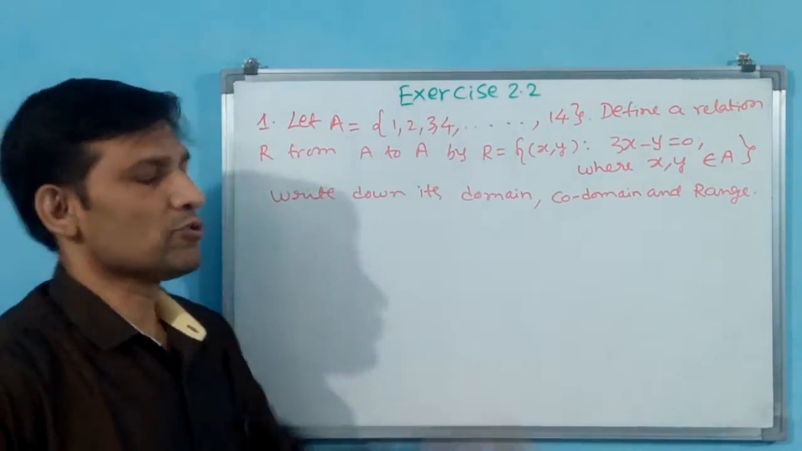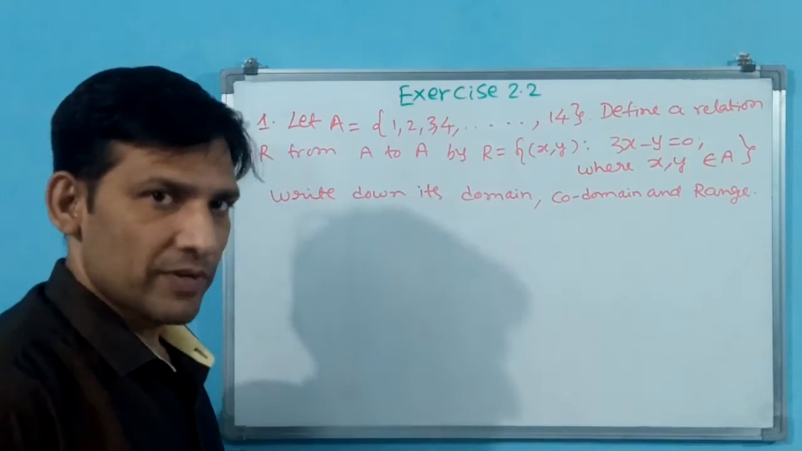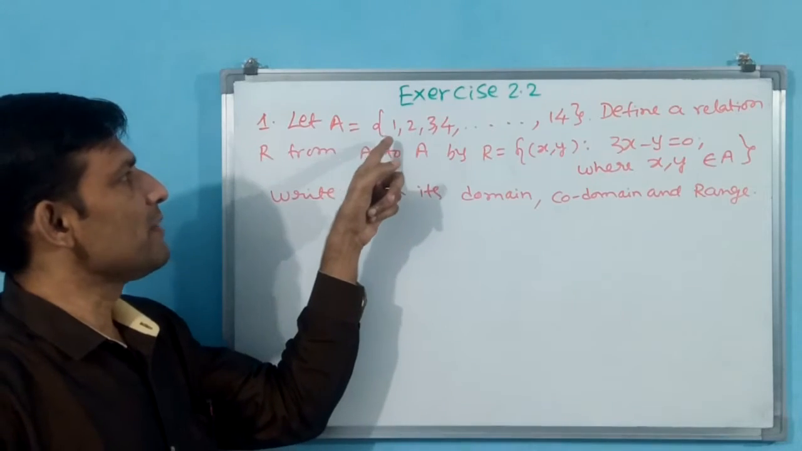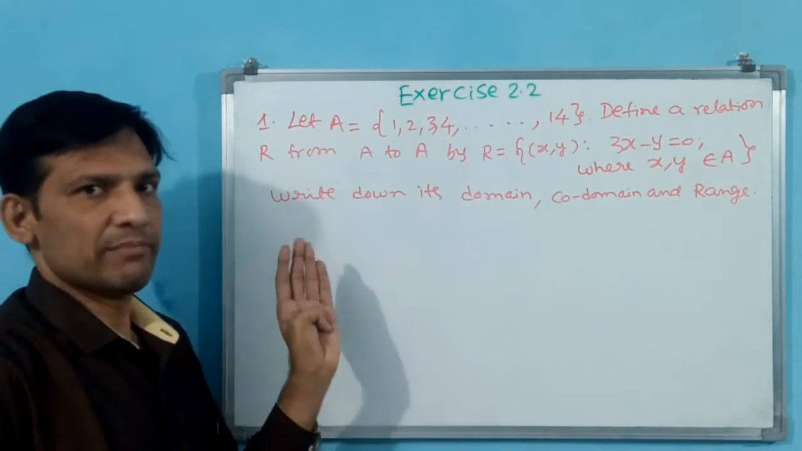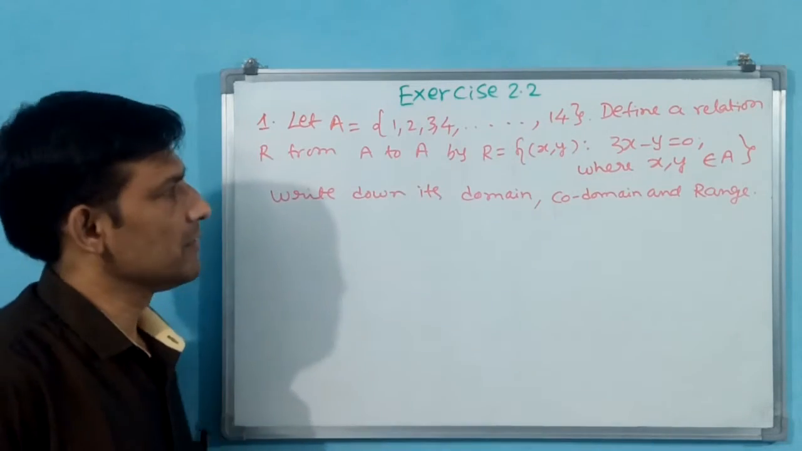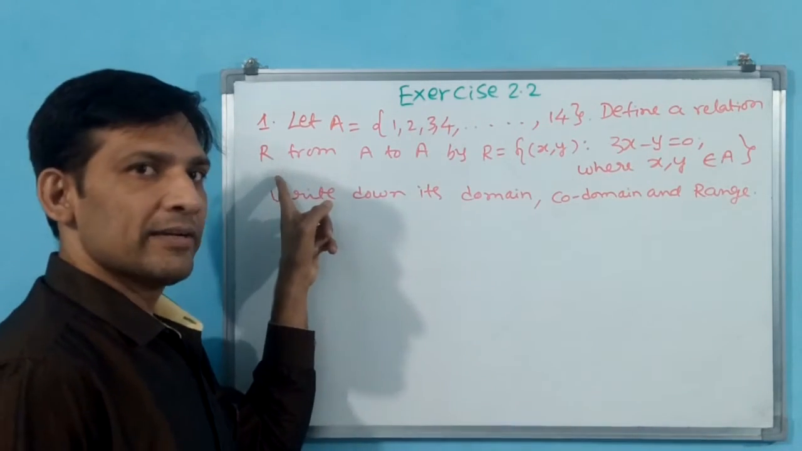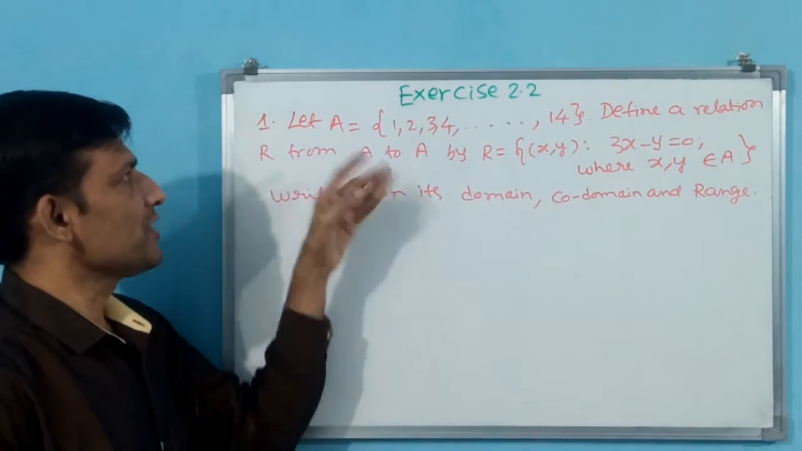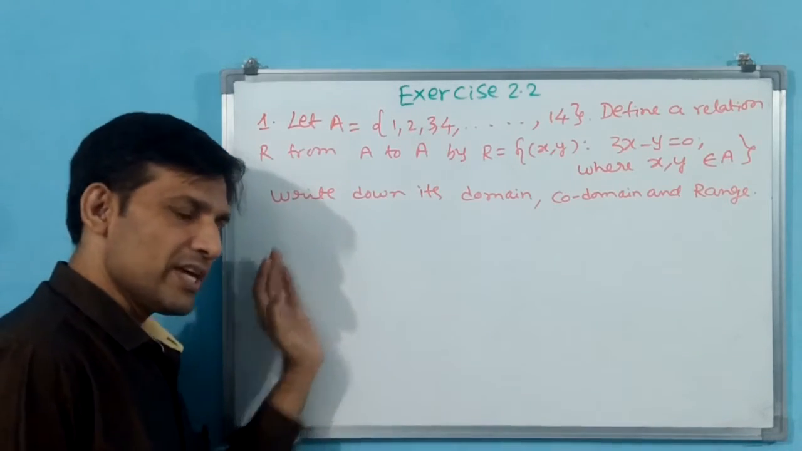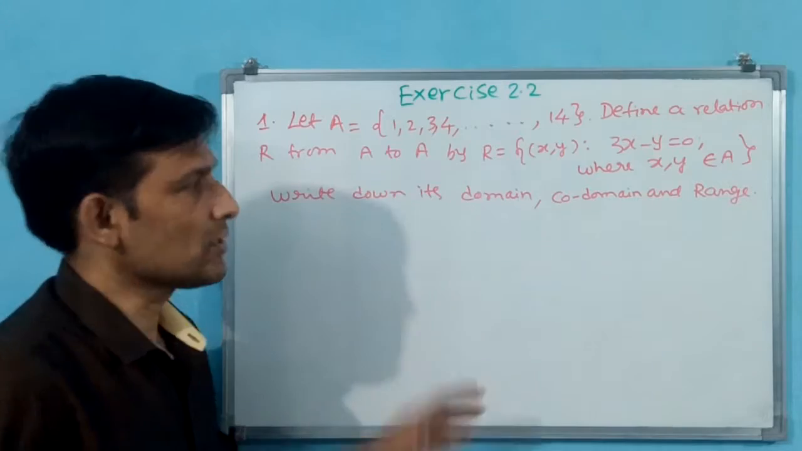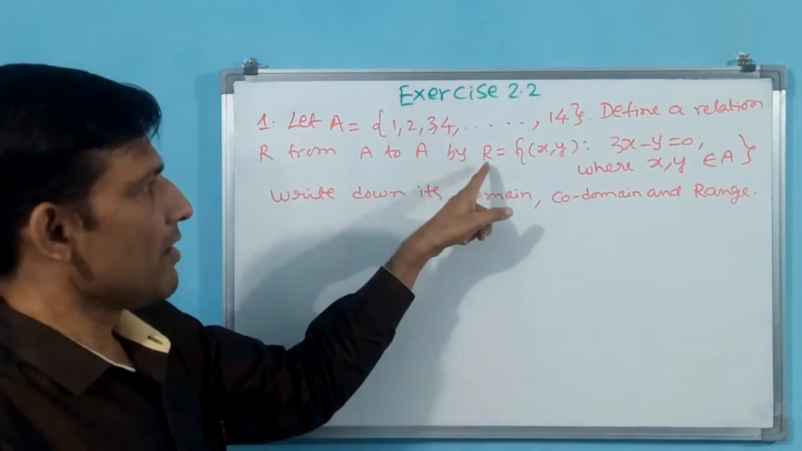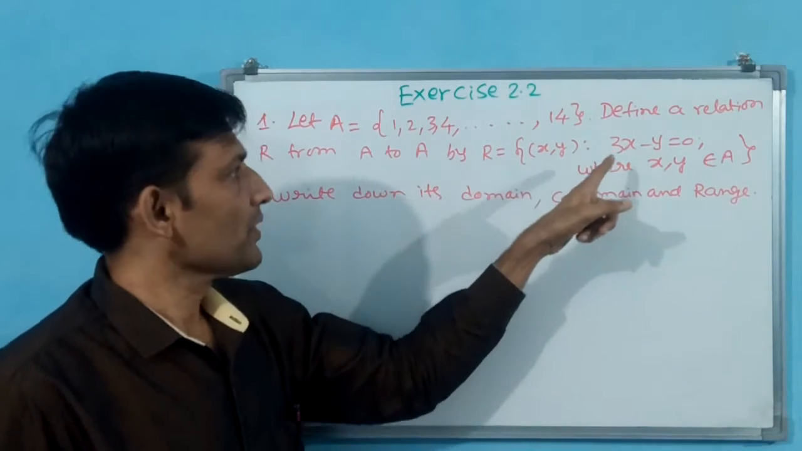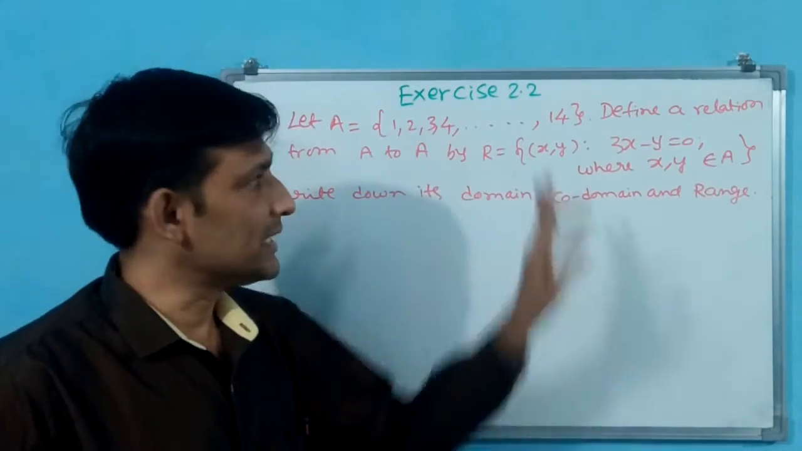See exercise 2.2, first problem. What have they written? Let a set A have elements 1, 2, 3, 4 up to 14, natural numbers starting from 1 and ending at 14. Define a relation R from A to A. Here R is a relation, not a real number. R from A to A, that means the left side also A, the right side also A. The relation is given: R is equal to, for all values of x, y, 3x minus y is equal to 0. That is the relation here.